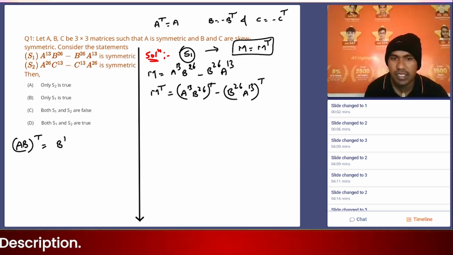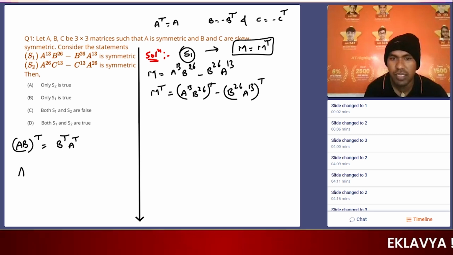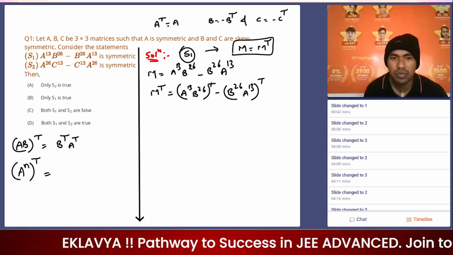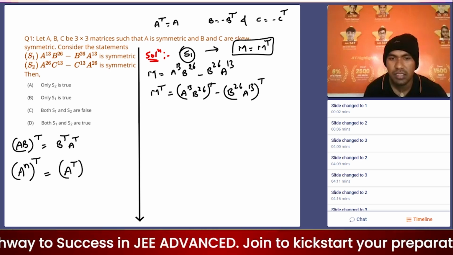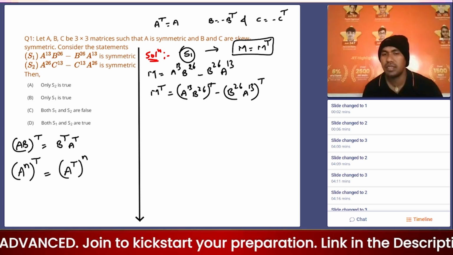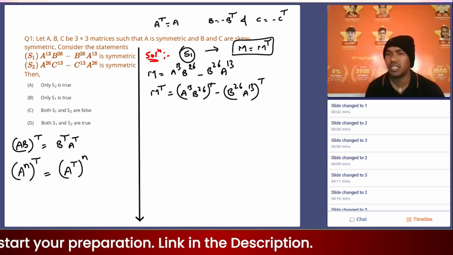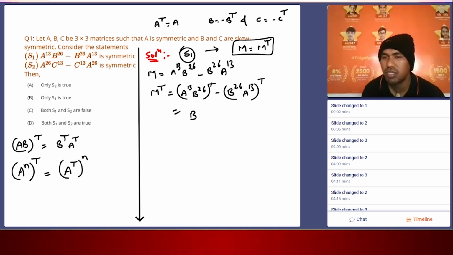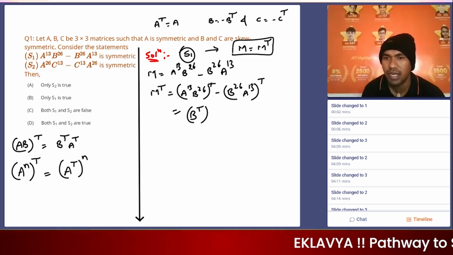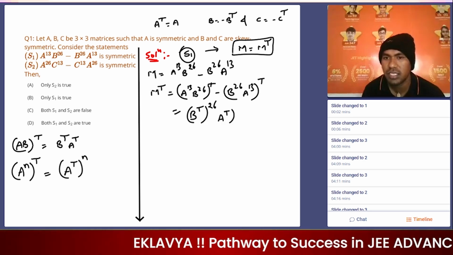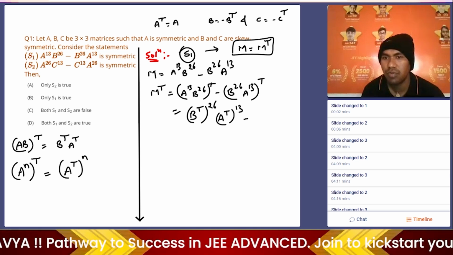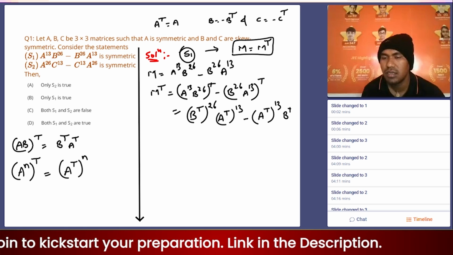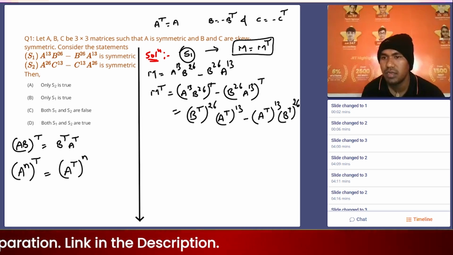If I take it, that is nothing but B transpose into A transpose, and (A^n) whole transpose is the same as (A transpose) whole power n, for n belonging to any natural number. Now from here what will happen? First it will become (B^26) whole transpose, that I am writing as (B transpose) whole power 26, and (A transpose) whole power 13 minus, so (A transpose) whole power 13 and (B transpose) whole power 26.